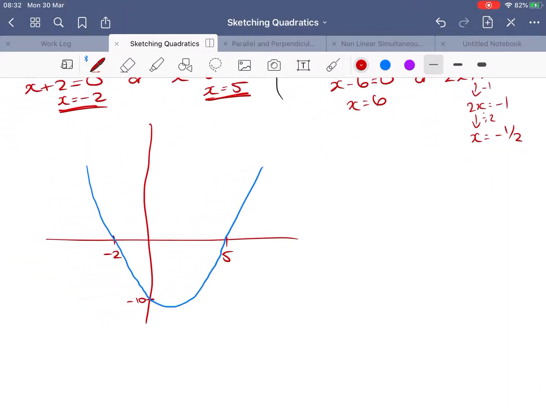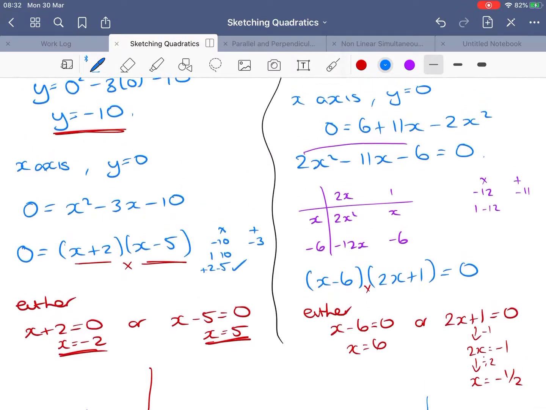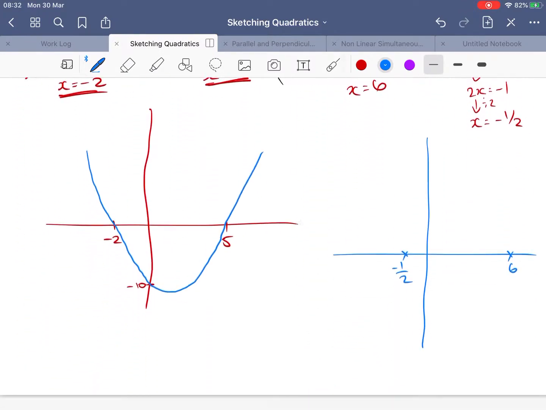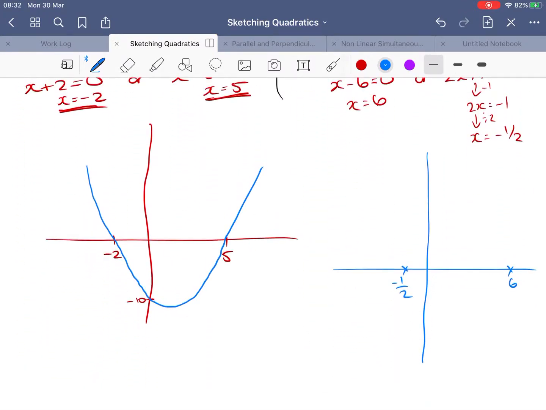And now I can try and sketch it. What colour shall I use? I'll use blue for my axes this time to make it a bit different. My x is at 6 and it is at -1/2. Right, where did it say it crossed the y-axis? It crossed the y-axis at 6. So I'm going to put that about there.